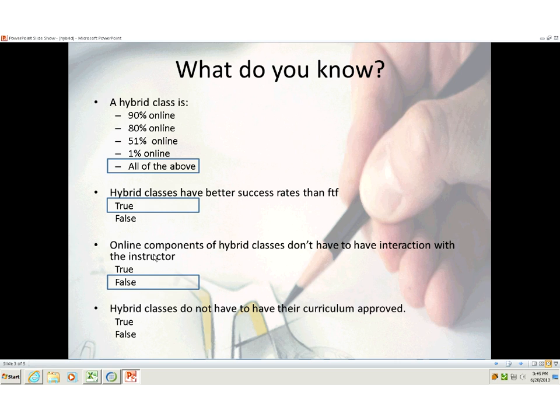Hybrid classes do not have to have their curriculum approved. Good for you, it's false. They do. You have to do separate approval for hybrid classes.